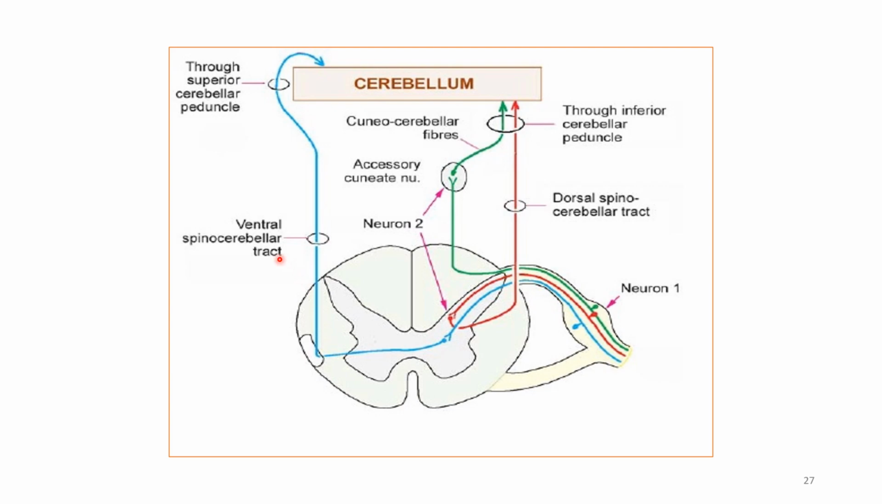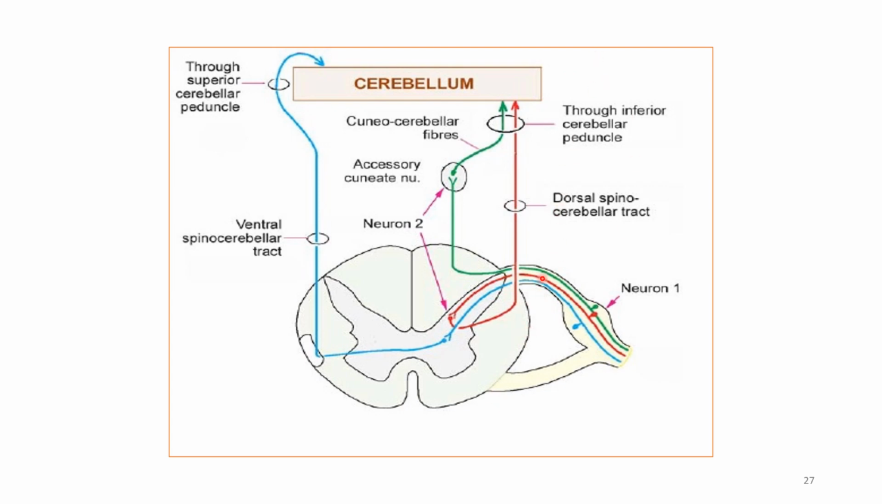Ventral spinocerebellar tract, from the spinal cord to the cerebellum. This blue colored one. This is the first order neuron, then synapsing with the second order neuron, then crossing at the same level of the spinal cord. Then it goes through the superior cerebellar peduncle to the cerebellum. Then again it will cross there and go to the same side. From there also it will cross and supply the same side of the cerebellum actually.